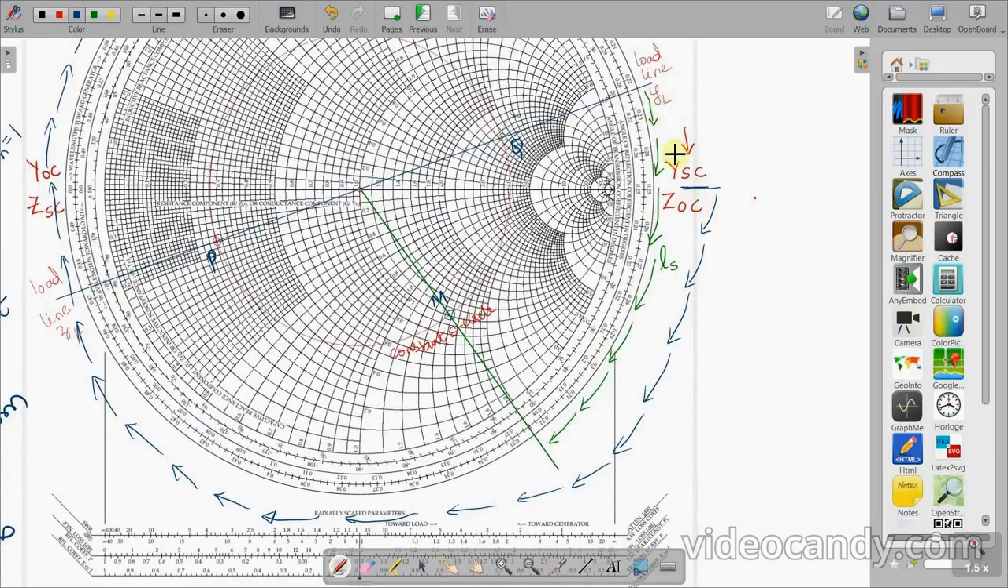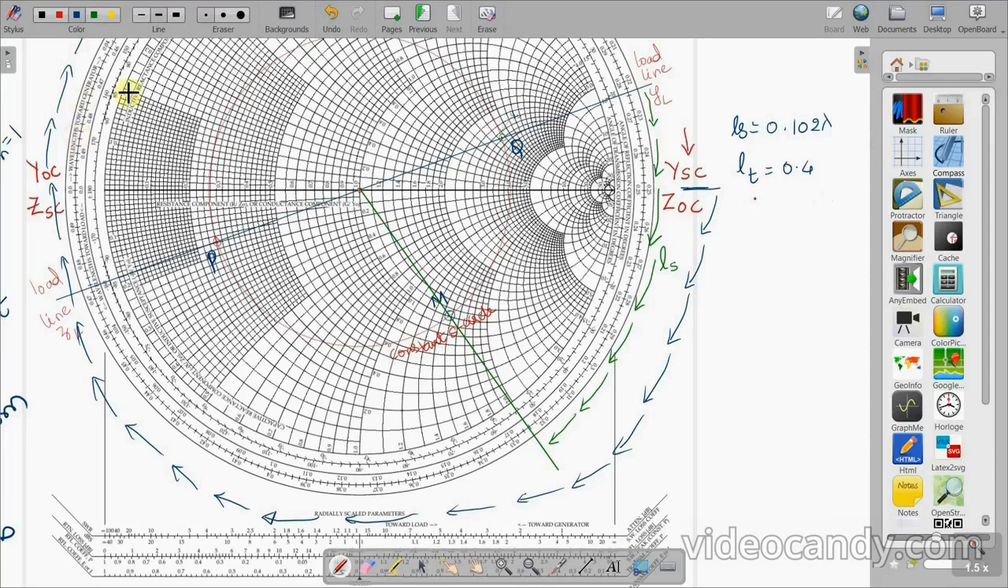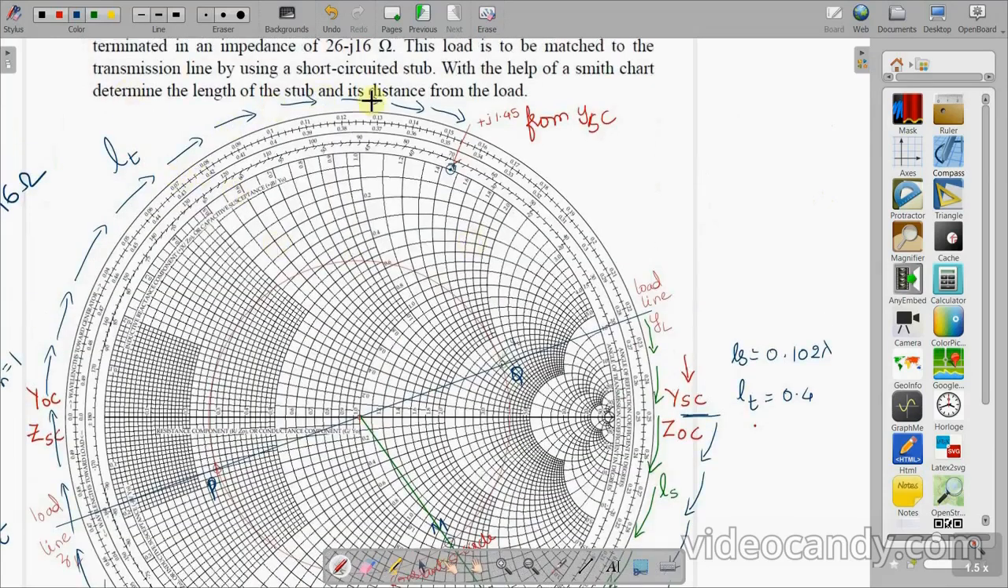The distances measured are Ls equal to 0.102 times the wavelength from the load line, that is YL, and the length of the stub LT is 0.406 times lambda. Actually, you can see it is being measured from YSC to the point where we have marked plus j1.45. It is 0.406 times lambda, that is wavelength.